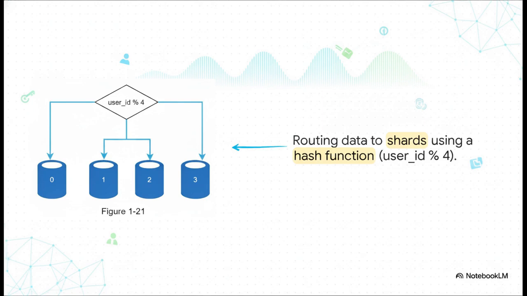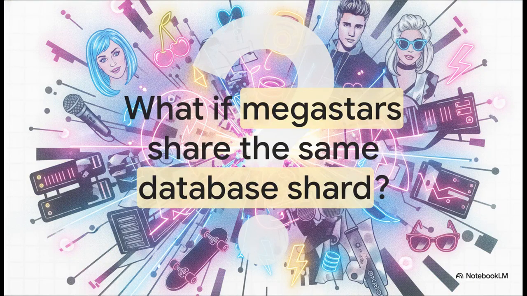Every shard shares the same structural schema, but holds totally unique data. To figure out exactly where a specific user's data lives, we use a math trick, a hash function. Like, take their user ID, run a modulo 4 on it, and bam, you instantly route them to their specific data bucket. But hey, sharding is definitely not a magic bullet.